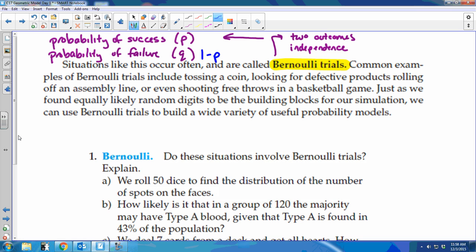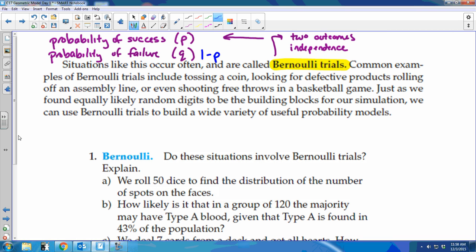Do we know the probability of success and failure? We know the probability of getting a type A person, 43%, right? So then I could find the complement for what it would be for not type A. So I do know the probabilities of success and failure.